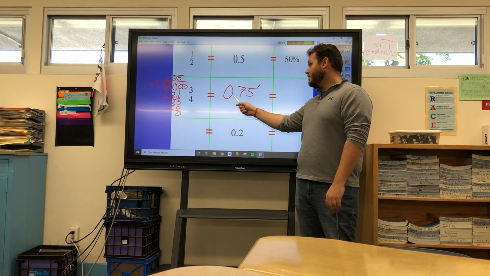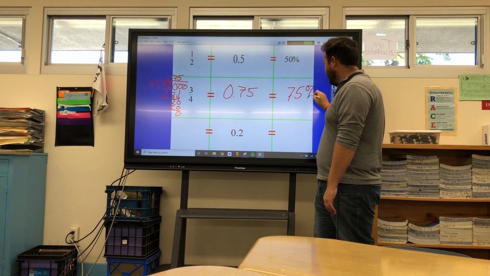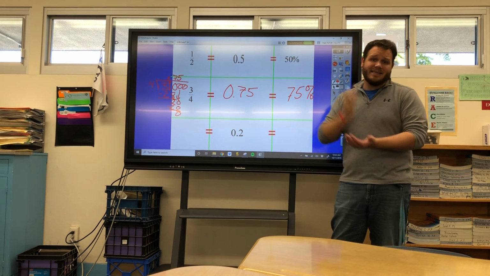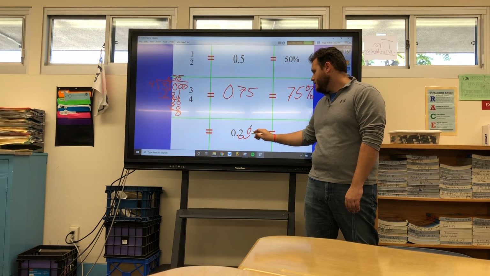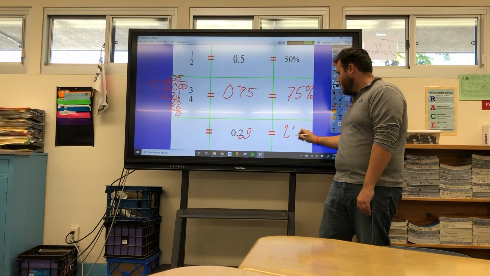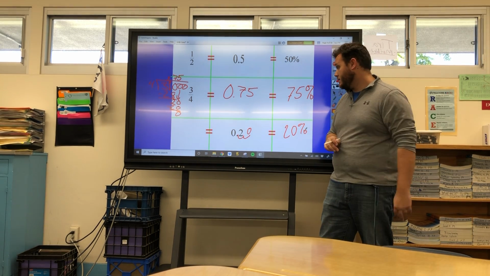Now, going from a decimal to a percent is even easier. We take our decimal point and move it 1, 2 spaces to the right, and that's our answer, 75%. It's that easy. Looking down here at 0.2, we're going to move it 1, 2 spaces, add in a 0 where we need to, and we have 20%. Like I said, we're just moving it 2 spaces every single time.